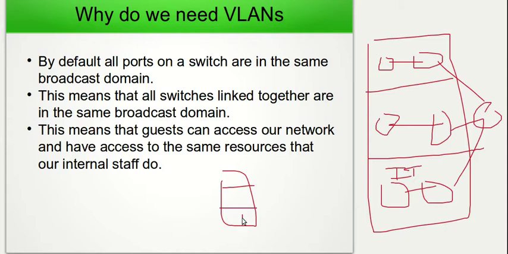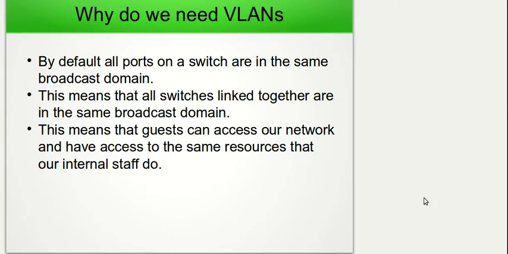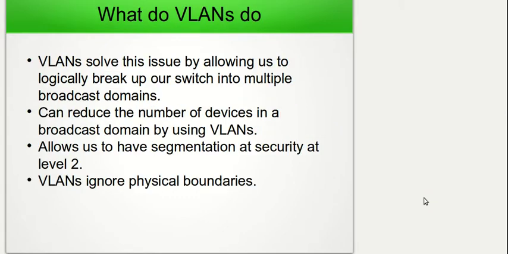Because they would be in a different network than devices down here. This causes massive issues. But a main thing is that it's not a cost-effective solution to our problem. And so this is where VLANs come in. VLANs allow us to solve these issues by breaking up our switch into multiple broadcast domains. So physically, our devices connect to the same switch. Logically, they are connected to separate broadcast domains.